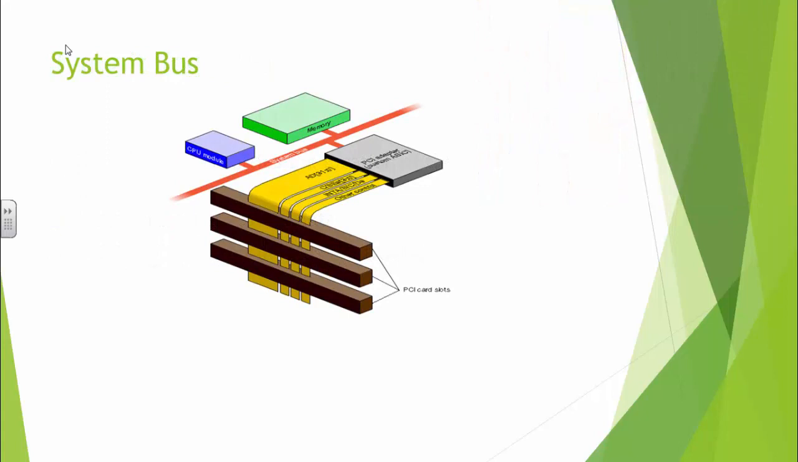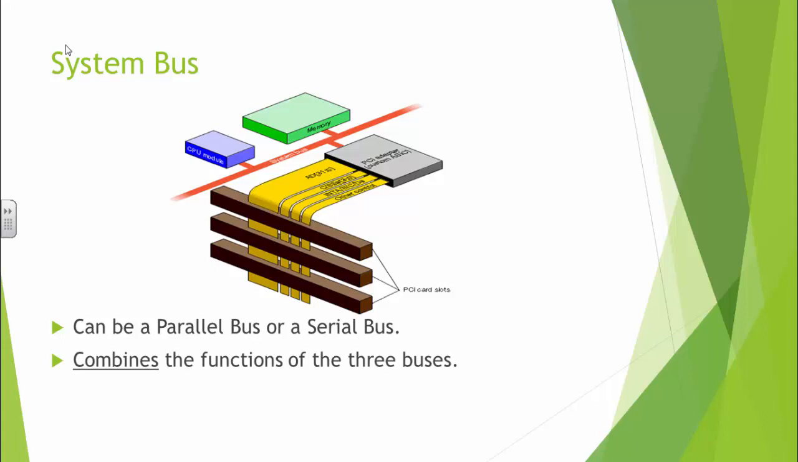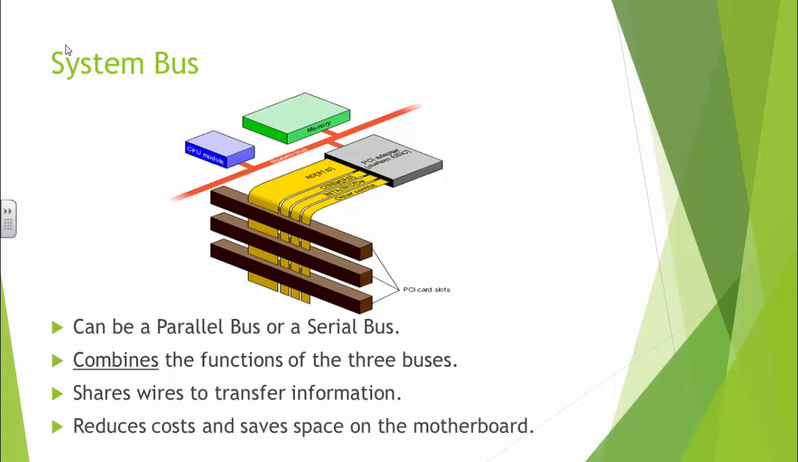Now, in some cases, we have what's called a system bus that can be parallel or serial, which is beyond the scope of the discussion right now, but it'll combine the functions of the three buses. Now, what's the cost associated with this? When we share wires to transfer information, we lose some efficiency, but this does save us some cost in terms of both space on the motherboard and, of course, monetary cost in manufacturing.